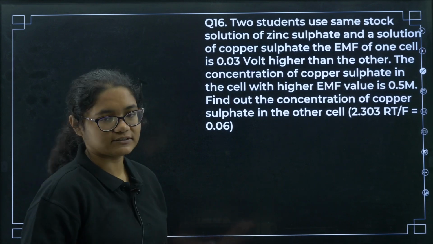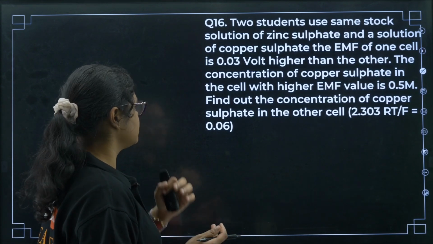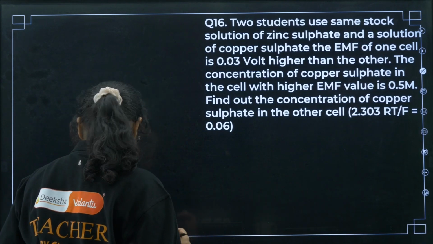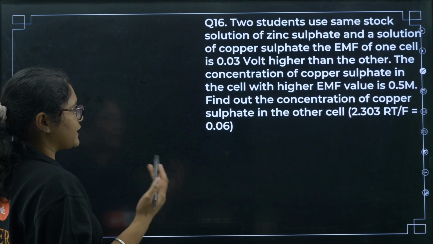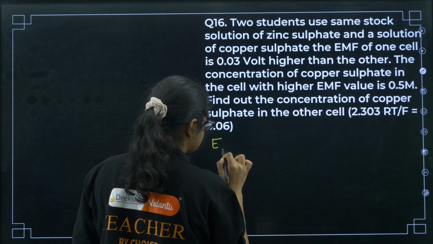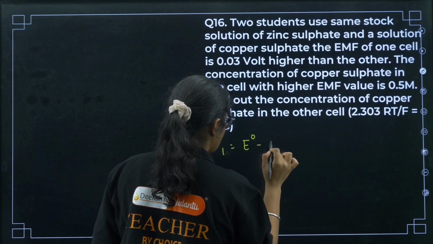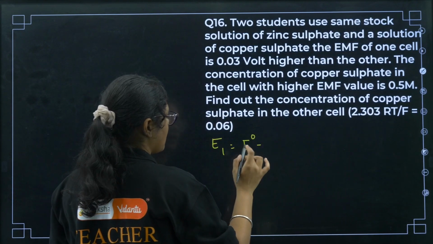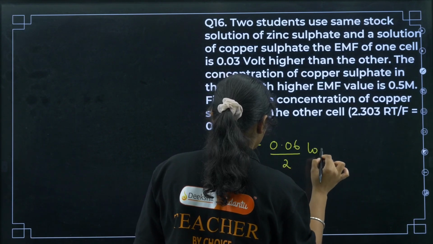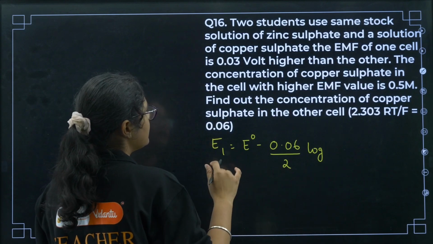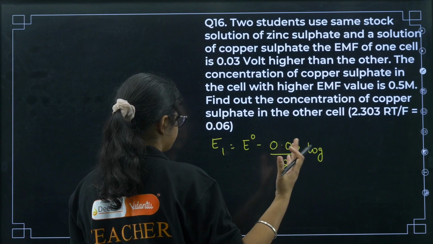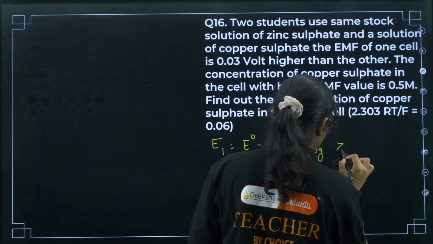Okay, we have to use the Nernst equation for this one. So how can we do this? We will write 2 equations. For example, we have the first one, the higher one. Suppose E1 is equal to E naught of the cell minus 2.303 RT by nF, which you are told to take as 0.06. n will be 2 here, log of Zn 2 plus by copper 2 plus, right?